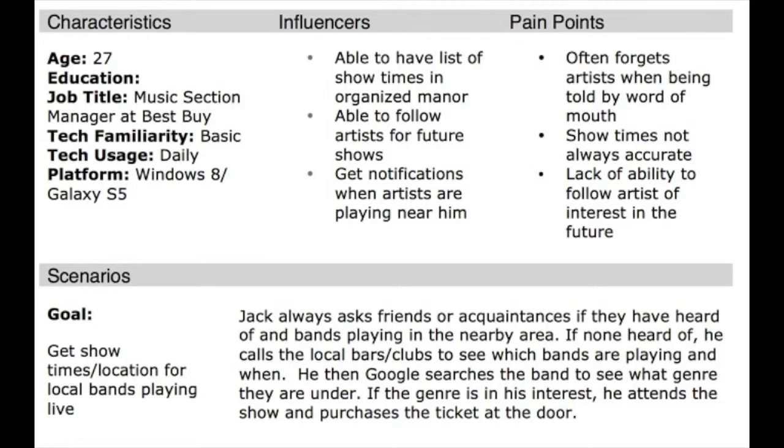Sean is 27 years old, and like I said before, he's a manager in the music section at Best Buy. He actually uses a Windows 8 computer, and for a phone he has a Galaxy S5. Influencers, for example, are able to have a list of showtimes in an organized manner, which is covered in the app. Once he puts in the search, it'll give him a list of the showtimes by date, how far they are, times, and venue. Also, second point, being able to follow artists for future shows.